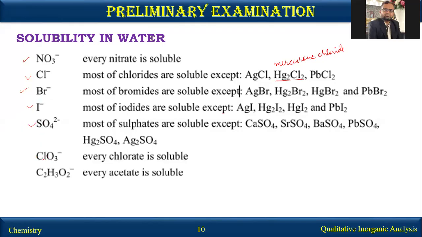Now this is the chlorate. Every chlorate is water soluble, but chlorate is not part of our study. It is not included in the intermediate syllabus. This is acetate. Acetate is usually written like this: CH3COO minus. It can also be written as CH3CO2 minus. This is the acetate or ethanoate ion, and its compounds are also soluble, and it is part of our syllabus. These all are part of our syllabus except the chlorate.